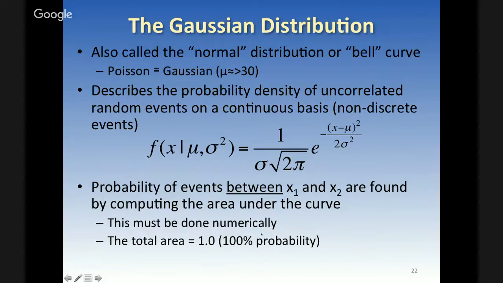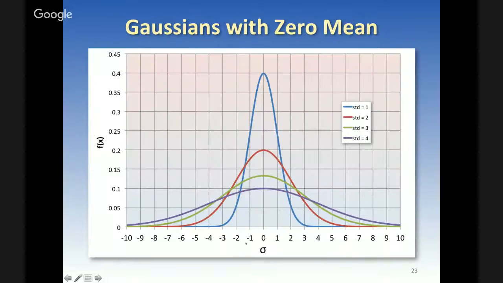And this has to be done numerically, by the way, because there is no analytic solution for the area under the Gaussian curve. But the total area under the curve from minus infinity to plus infinity has to come out to 100% probability. And if we look at what the Gaussian looks like, and I just did these with zero mean, you can see Gaussians for different standard deviations, 1, 2, 3, and 4. And again, you see that the amplitude gets smaller as the curve gets wider.